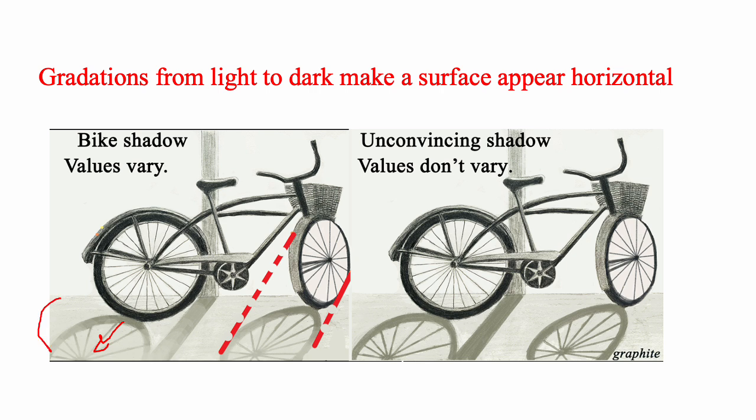Here, I imposed atmospheric perspective on the people in the distance, so they look like they're far away from the ones in front. In this picture, the shadow gets lighter as it moves away from the bike, making this surface look flatter than the surface where there are no value changes. So any gradation from light to dark as we go into the distance makes a surface look flat.